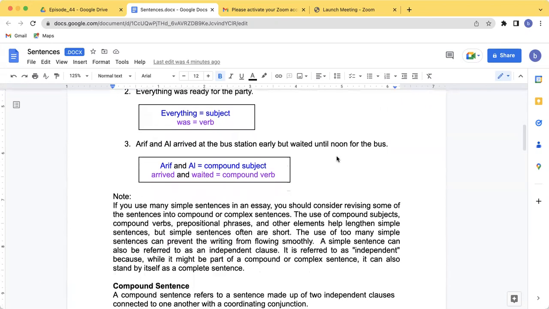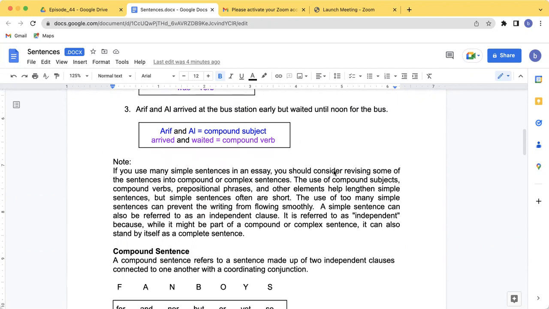Number three, Arif and Al arrived at the bus station early but waited until noon for the bus. Arif and Al is the compound subject. Arrived and waited is the compound verb.